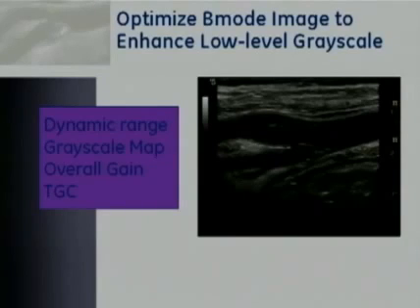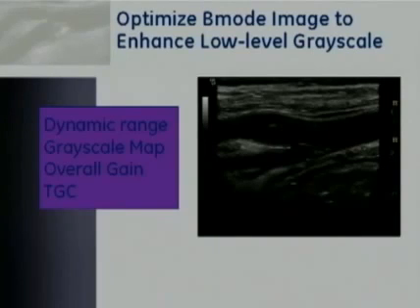So my recommendation is to use a dynamic range that is higher, that shows the shades of gray that you need. You want to be able to appreciate low-level grays. Choose a grayscale map that shows low-level grays.